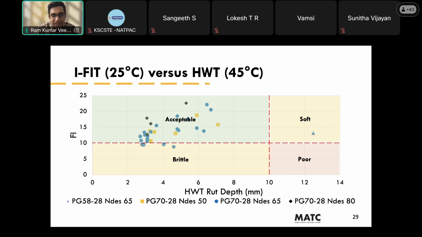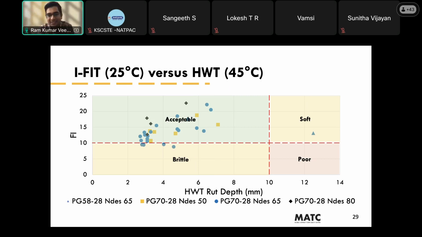Or maybe changing the aggregate source, or considering the effective binder. We have to analyze why that mix had those issues, and then modify the volumetric properties to accommodate that criteria. If you look over here, of all the 34 mixes, those 3 mixes alone failed, but overall the majority of the mixes passed.